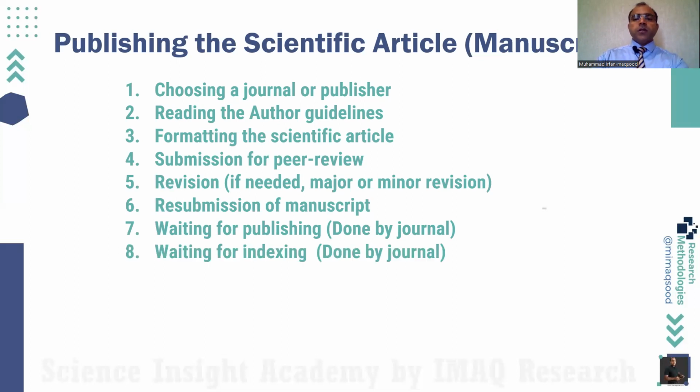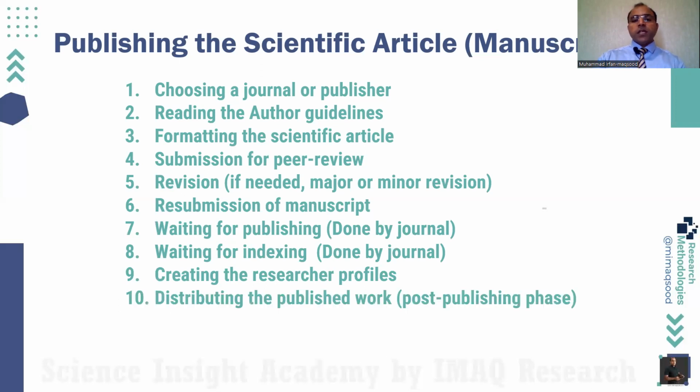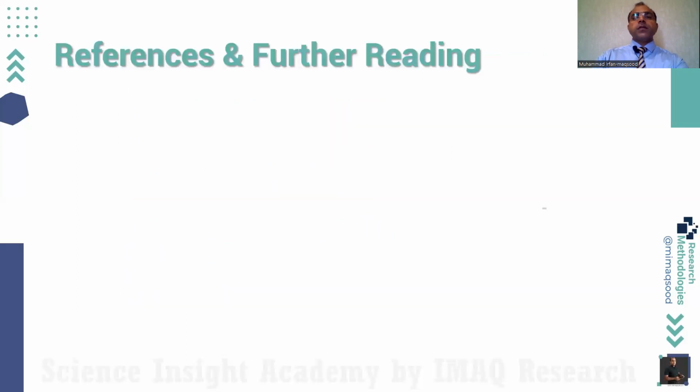Usually this process is done by the journals or publishers. And when the article is published, then they do the indexing. And after that, you can create researcher profiles on some social media, which we will discuss in our next course, what kind of web tools, software, and social media you need, because your researcher profile will help you to connect with like-minded people of the scientific communities. And then you can go for the distribution of your published works, which is the post-publishing phase of the publishing of your research paper, the scientific paper.